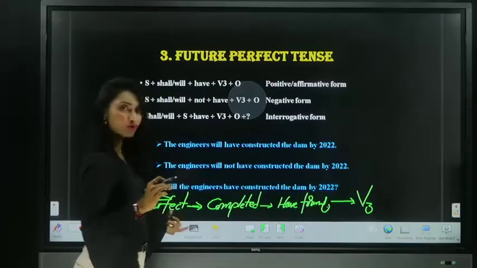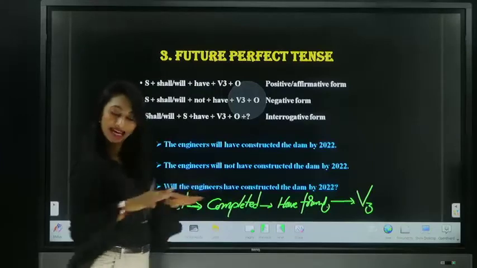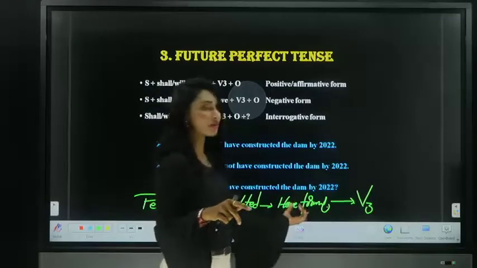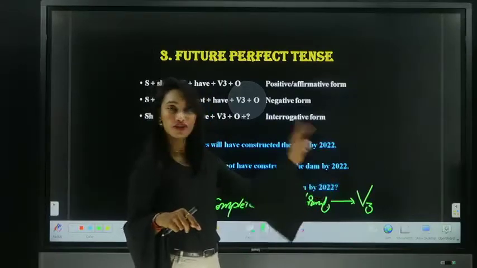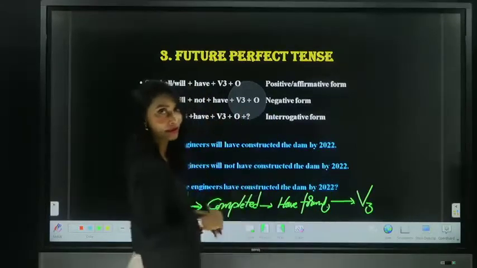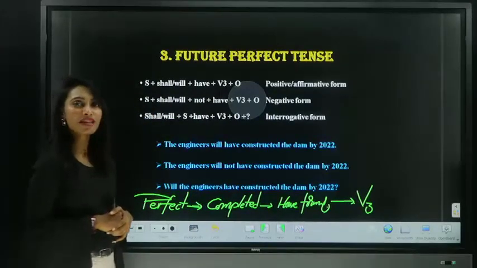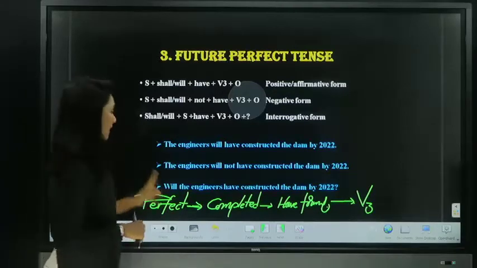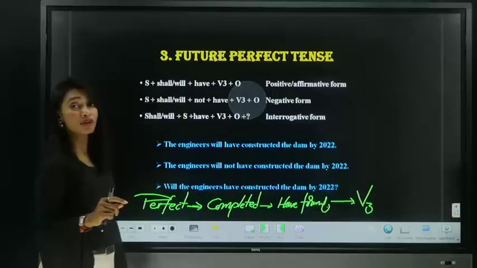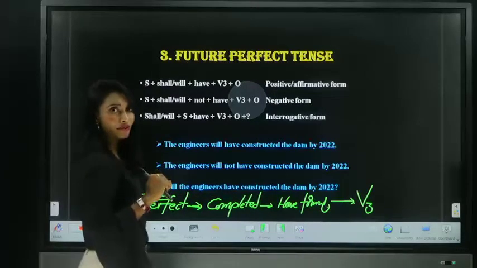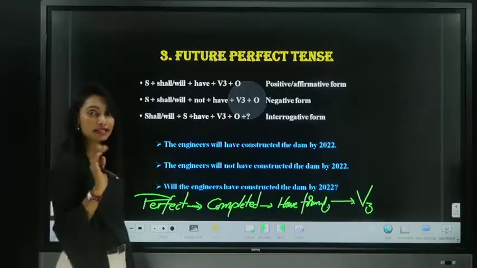So the word perfect, whenever you hear it, just remember perfect means completed, action completed. Action completed means what we have to use? Have forms. Have forms means what we have to use? V3. That must be remembered. Now, future perfect tense. What is the formula? The formula for future perfect tense is subject plus will or shall. Completed means have forms. So the have form for future is only have. For present tense, has or have. For past tense, had. For future tense, it is have only.